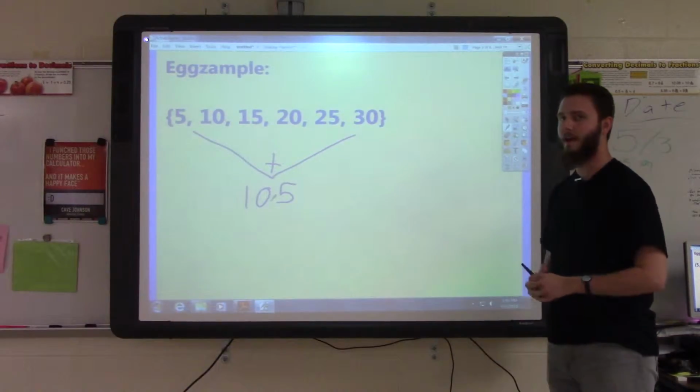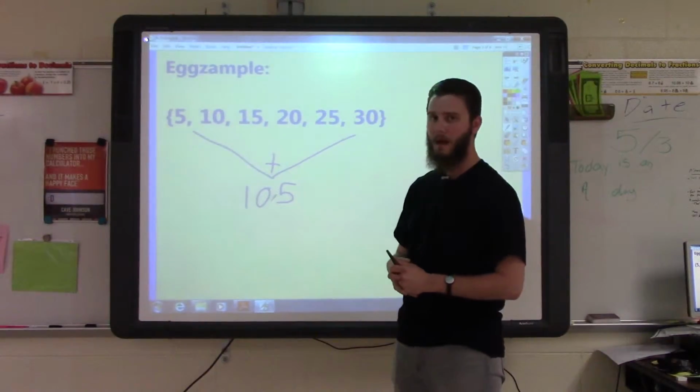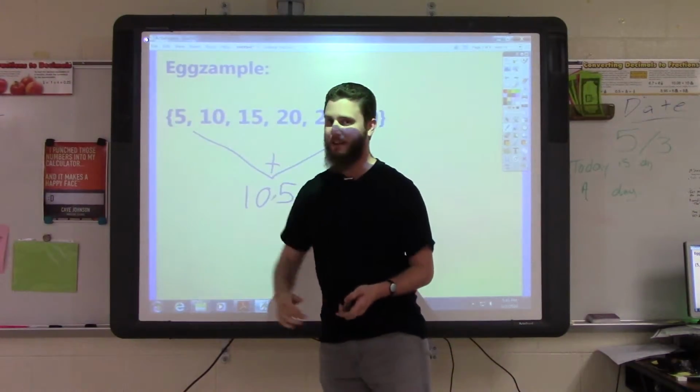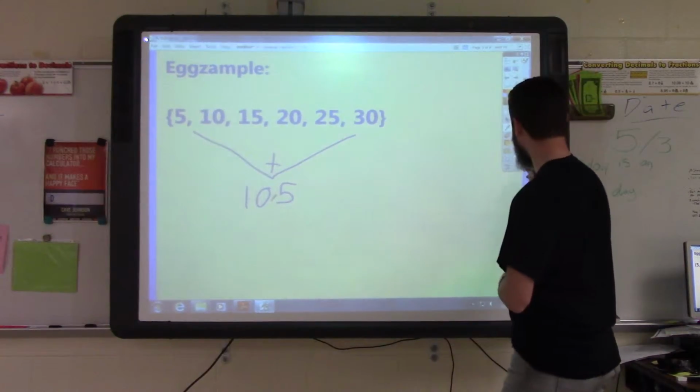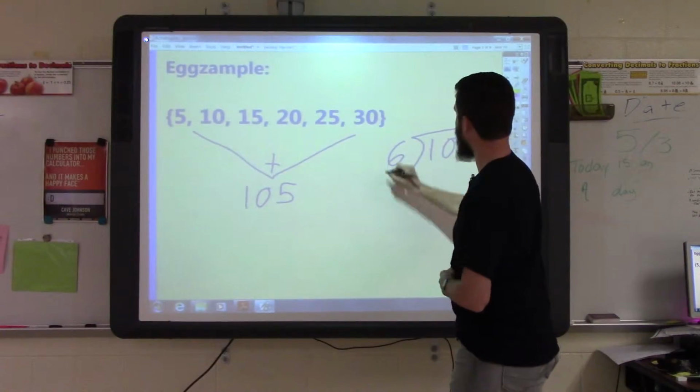All right, we're halfway there. The only other step we have to do is divide this number by however many numbers we just added. 1, 2, 3, 4, 5, 6 numbers. We're going to take 105 and we're going to divide that by 6. Stick our 105 there, divide it by 6.